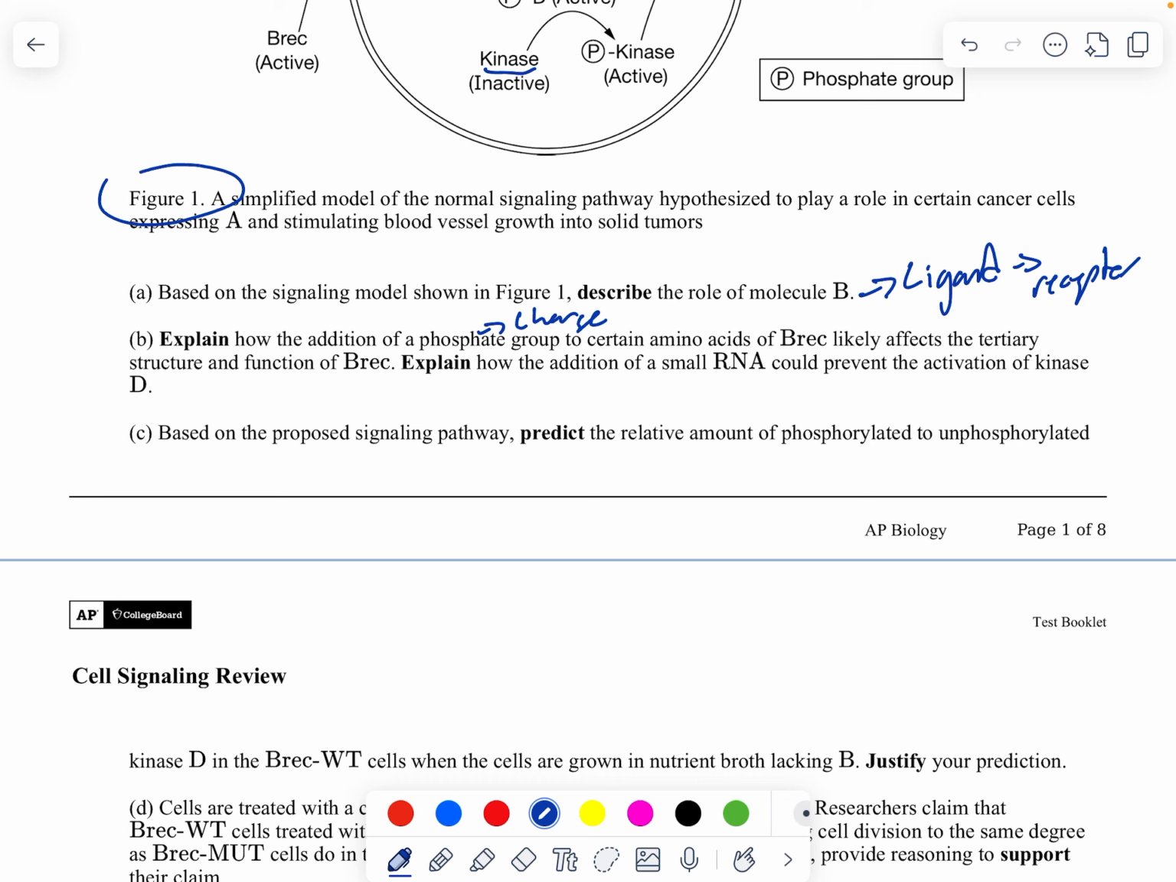So explain how the addition, so that's a charge, right? So this is all about shape leads to function. Shape leads to function. And so it's going to change the tertiary structure and thereby affect it. Okay, not expecting you to know this part yet. We haven't covered microRNA or anything like that in translation and degradation, any of that. I'm not expecting you to know that yet.